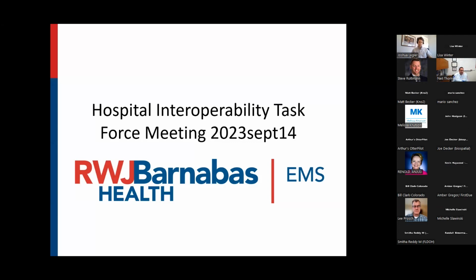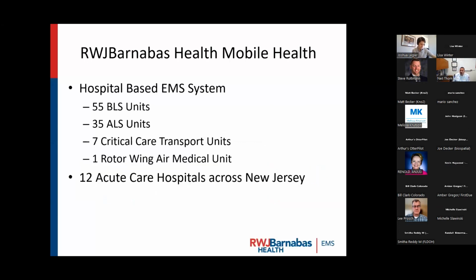So thanks, Josh. Thanks for asking me to speak on this. So just to give you an insight where we are at, a little bit of background on our organization. As Josh said, we are a hospital-based EMS system with approximately 55 BLS transport units, 35 primarily non-transport ALS units, 7 critical care and 1 rotor wing aircraft, with 12 acute care hospitals across the state. So comparatively speaking, a fairly large system.